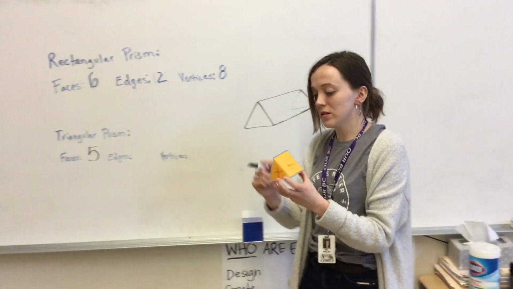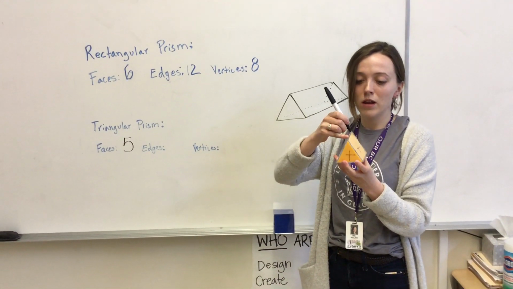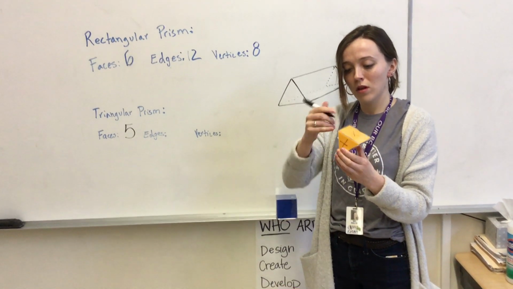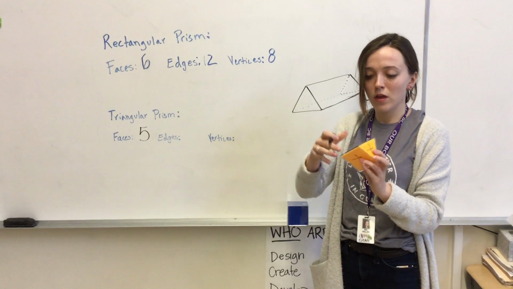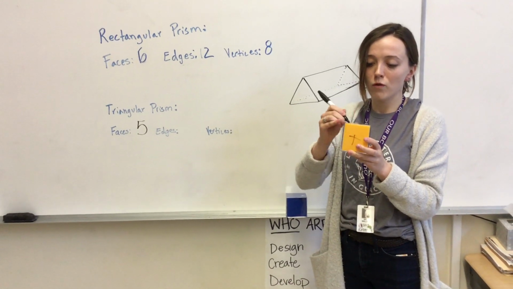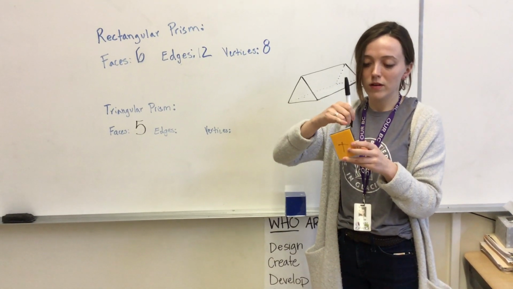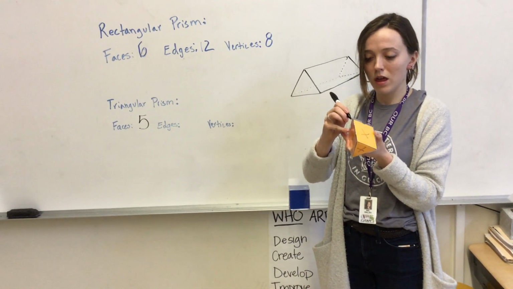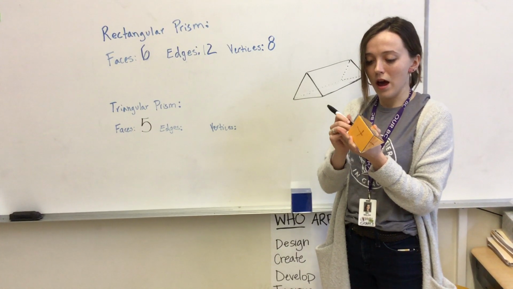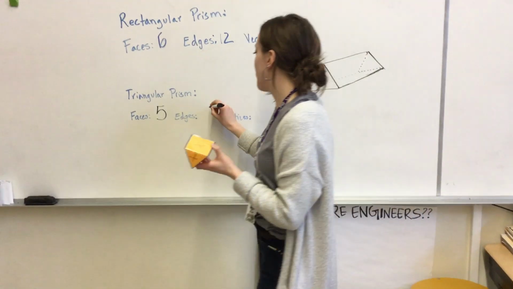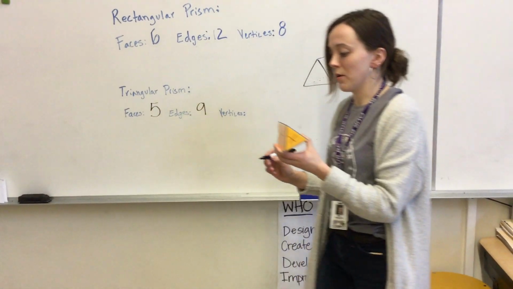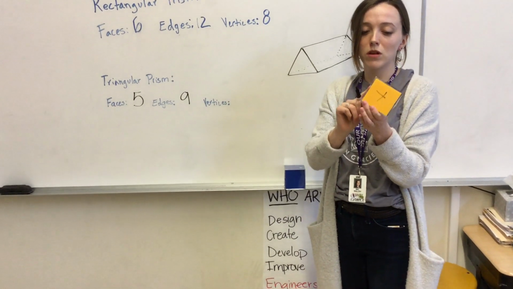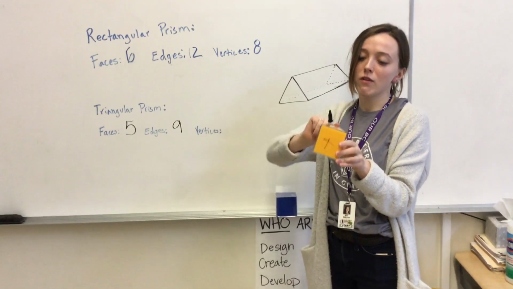So I'm gonna do my edges, and I'm gonna mark it with the marker again. 1, 2, 3, and we go to the top, 4, 5, 6, 7, 8, 9 edges. And then my vertices are my points, so I'm just gonna poke my finger. 1, 2, 3, 4, 5, 6.